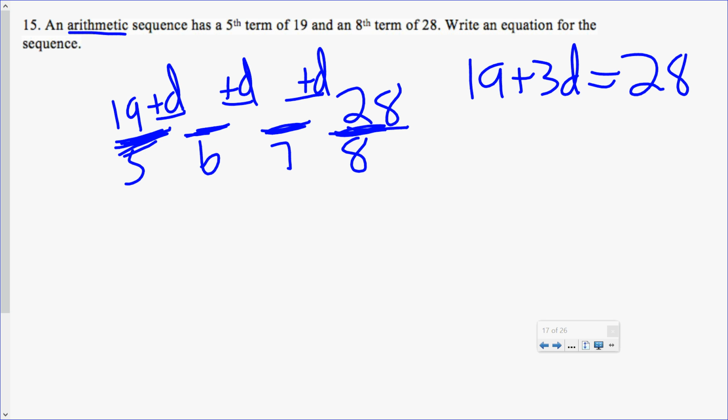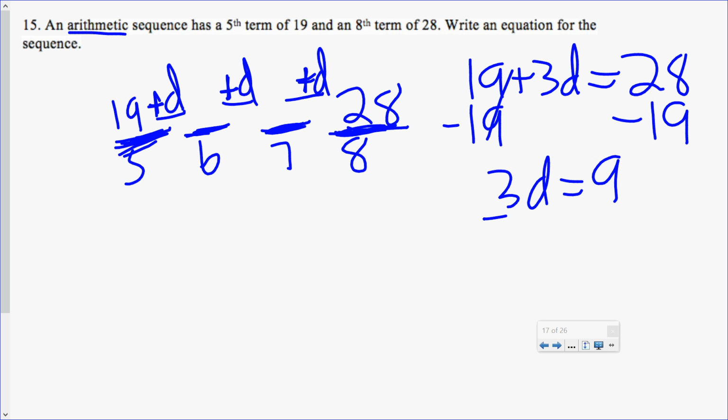So kind of set it up with these blank spaces in between. For each blank space, if it's arithmetic, we're going to write plus d. So there's 3 terms in between 5 and 8, so it's going to be 3d. Add the 3d to the first given term to get the last given term. Do the algebra. D is 3.